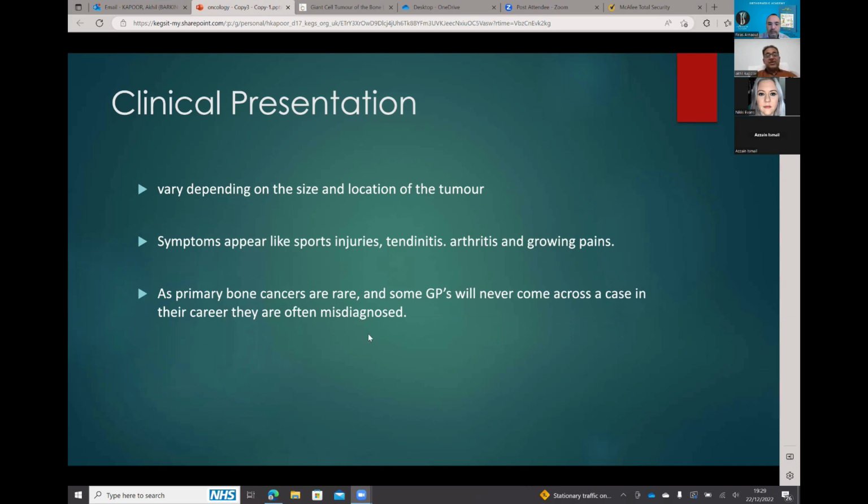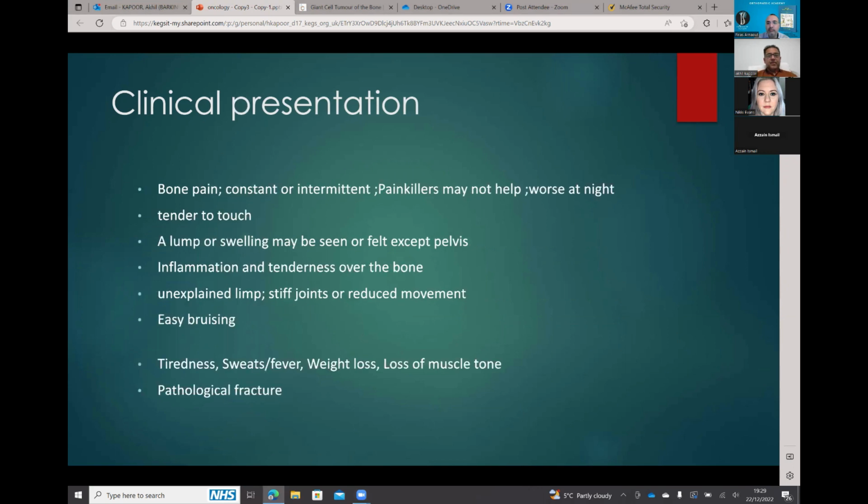As primary bone cancers are very rare, some GPs will never have come across a case early in their career. And often that's the reason why there is misdiagnosis and delayed presentation. Bone pain could be a constant or an intermittent presentation. And in some cancers, the painkillers may not be helping. And classically, in some of the cancers, the pain is worse at night. The lesion itself, if it's associated with swelling, could be tender to touch. But then again, there are some cancers which are absolutely pain-free.